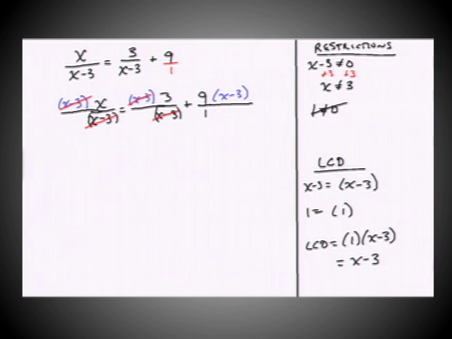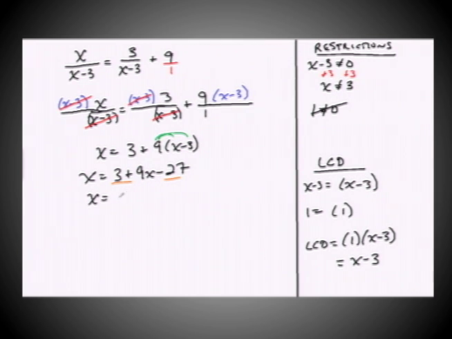I am left with x equals 3 plus 9 times x minus 3. I need to distribute that 9 to both terms inside the parentheses, and I get x is equal to 3 plus 9x minus 27. Well, I have like terms here, constant terms that I can combine. 3 and negative 27 give negative 24, I almost wrote 42, plus 9x.